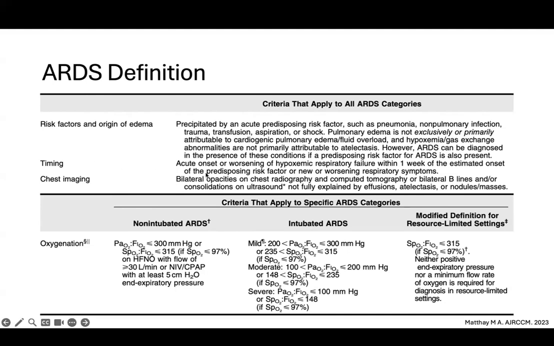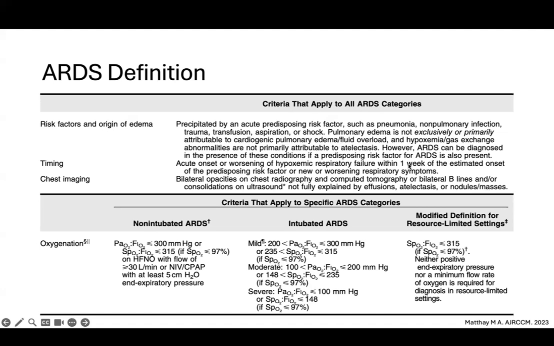The timing is very important. You should have either new or worsening respiratory symptoms within 1 week of onset of illness. And then chest imaging is important. You have bilateral opacities, which can be seen on chest radiography or a CT scan, or the new definition also includes an ultrasound scan if it has been done by a well-trained professional. But it should not be completely explained by effusions, atelectasis, nodules, or masses. So what is new here is the ultrasound that has been applied to the all ARDS category.